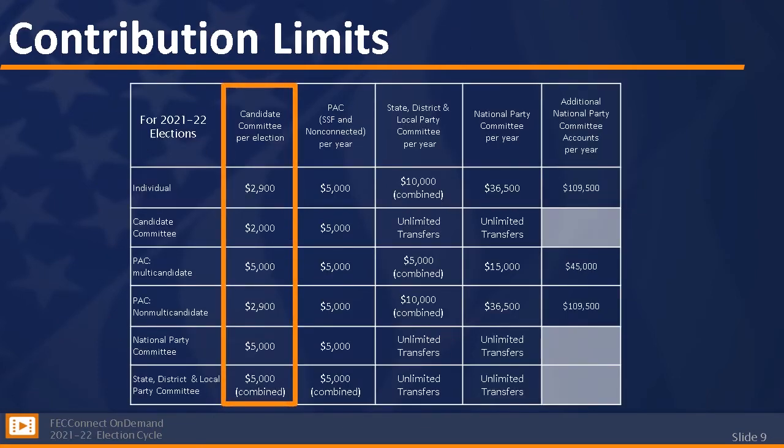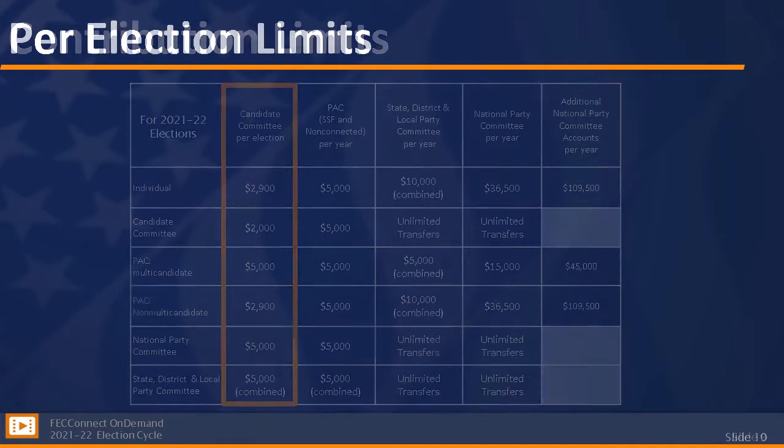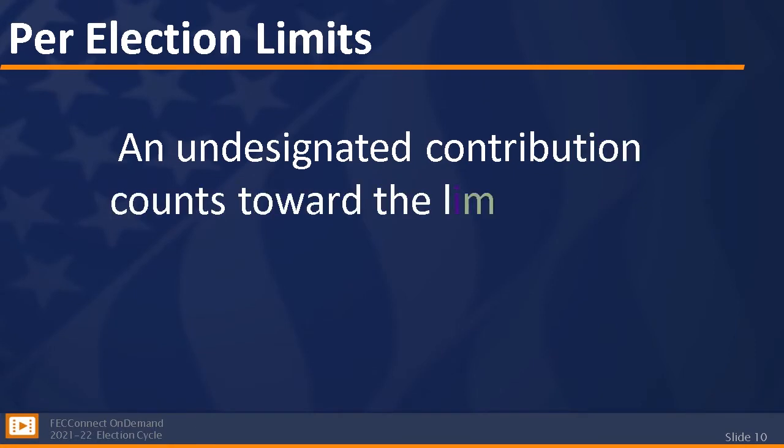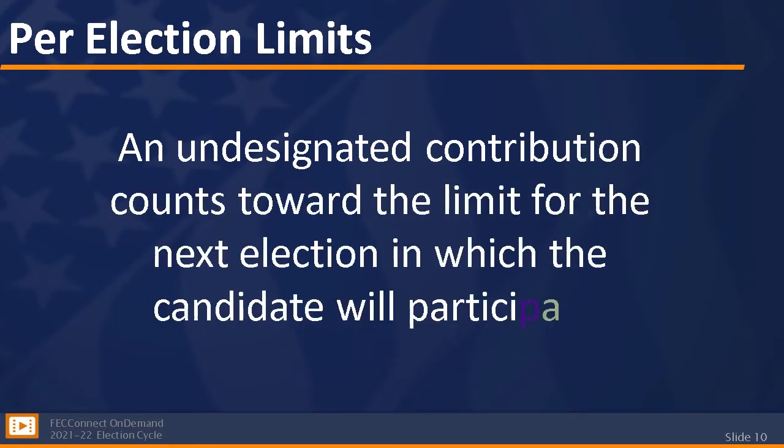It's important to understand that contributions to candidates are limited on a per-election basis, with the primary and general elections counted separately. As such, an individual may contribute up to $2,900 to a candidate for his or her primary race, and another $2,900 for the general election. If the donor does not designate which election limit a contribution should count against, it's presumed to be for the next election in which the candidate will participate.